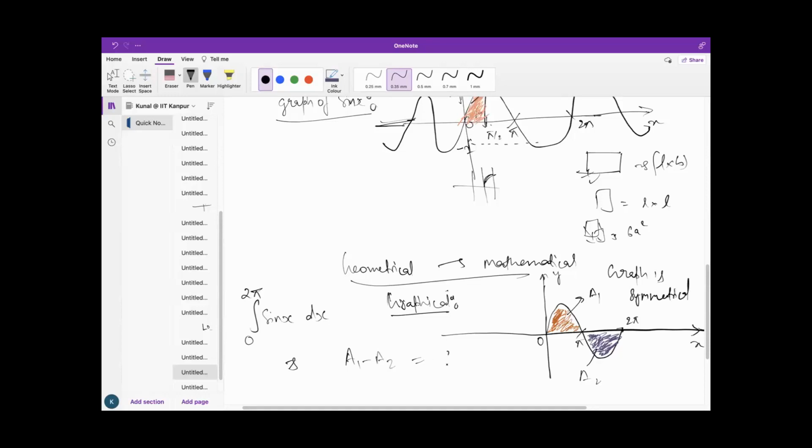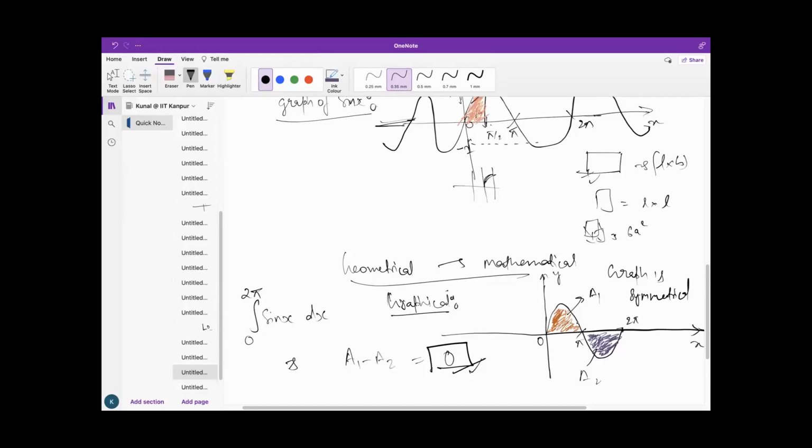So we can say that its area is 0. Its net area is 0. Okay, use the word net. Net area is 0 because the graph was symmetrically upward and symmetrically downward. So both areas were the same. So when we add algebraically, we will get 0. I hope you'll all understand what I'm trying to say.